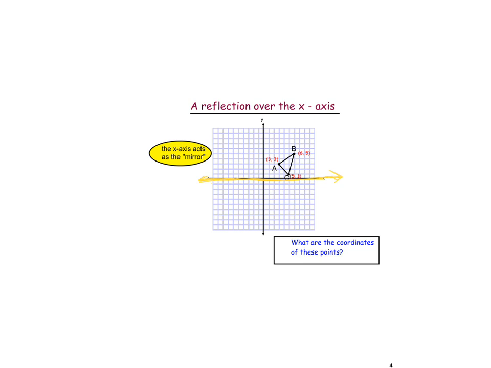So I'm still counting boxes. So for A, I'm counting 1, 2, 3 boxes to the line of reflection. 1, 2, 3 on the other side. So this is going to be my A prime. And the coordinates there are 3, -3. If I do the same for B and C, this is what I end up with. So your B prime ends up at 6, -5, and your C prime ends up at 5, -1.